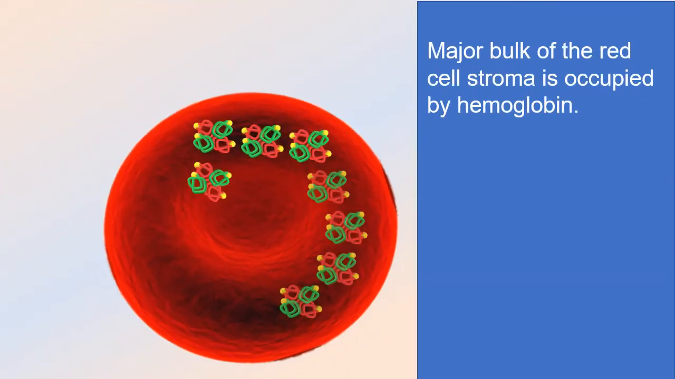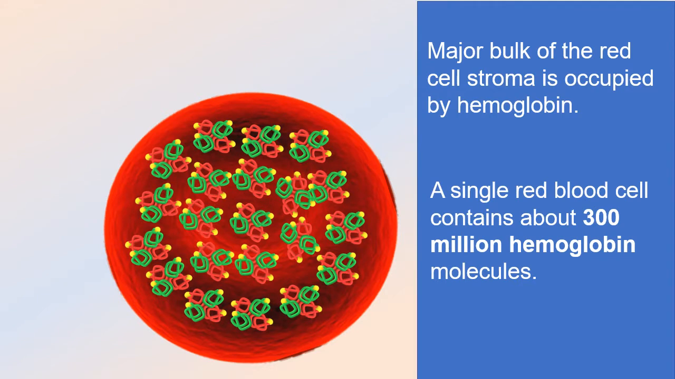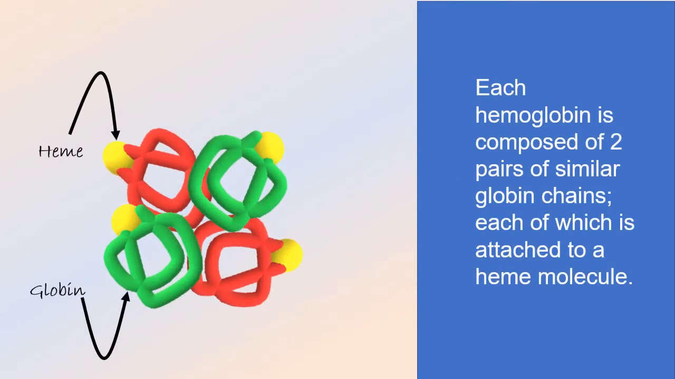We know that the major bulk of a red cell stroma is occupied by hemoglobin. Every single red cell contains about 300 million hemoglobin molecules. Each hemoglobin is composed of two pairs of similar globin chains, each of which is attached to a heme molecule.